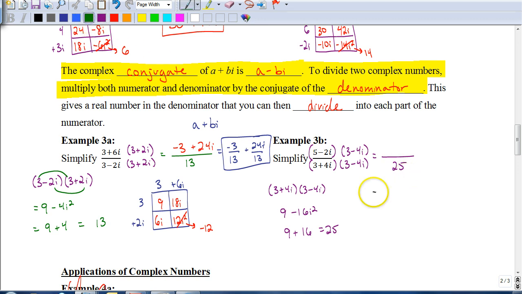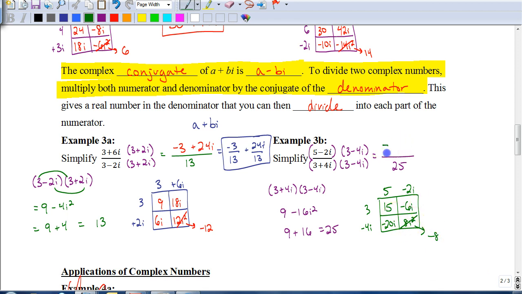In the numerator, we would take 5 minus 2i times 3 minus 4i. Make sure you get your negatives in there, or you're going to get the wrong answer. 3 times 5 is 15. 3 times negative 2i is negative 6i. Negative 4i times 5 is negative 20i. And negative 4i times negative 2i is 8i squared. Simplify this. 8i squared would be negative 8, because i squared is negative 1 times 8 would be negative 8.